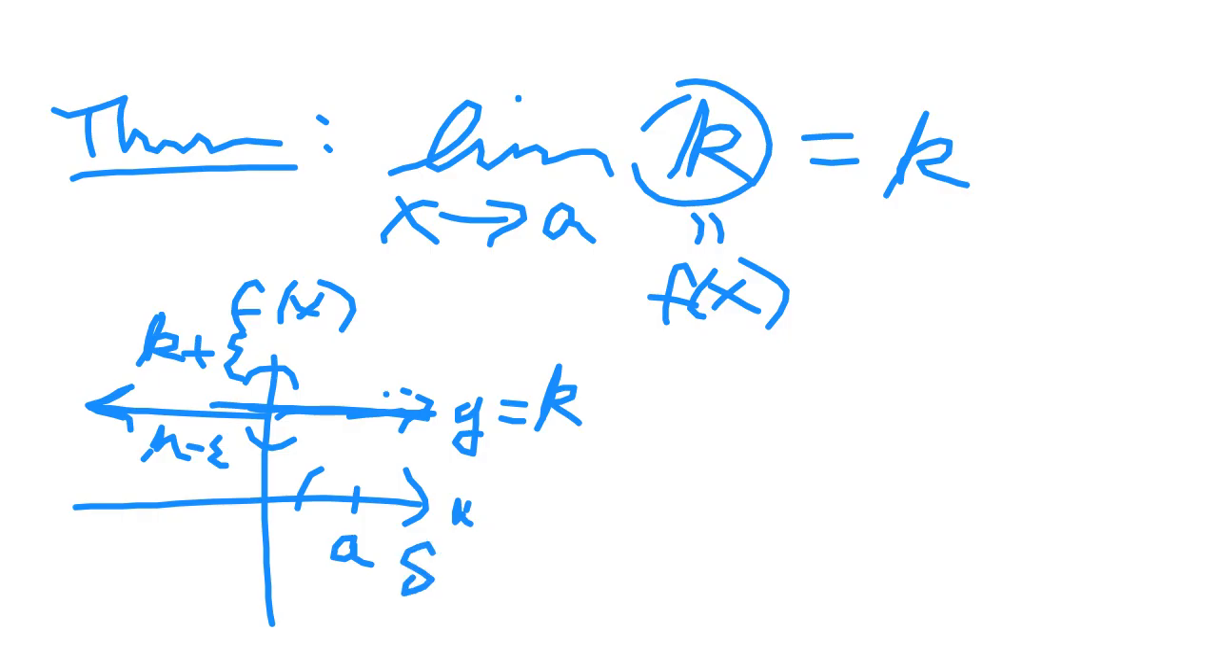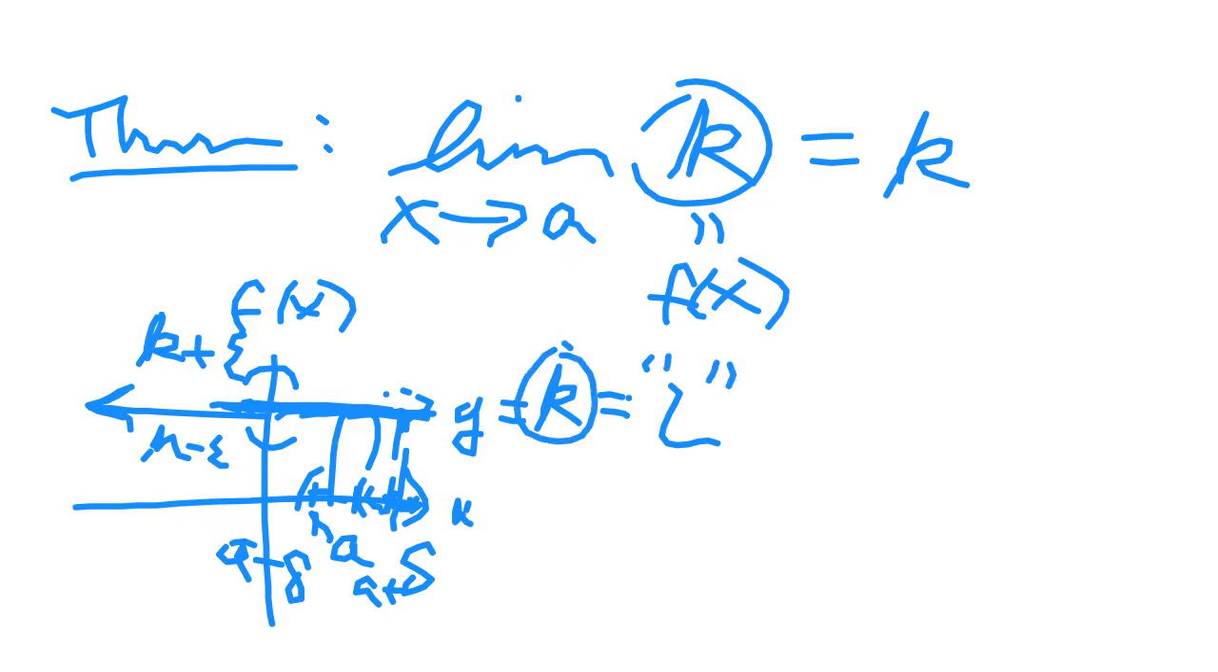I don't care what delta you pick. So for a minus delta to a plus delta, if you take all of these x values in here and map them up, what do they all map to? Yeah, k, which actually is like L, my limit. So the limit of a constant is a constant. That's how you say that. The limit of a constant is a constant. All good? And then we have some other nice theorems as well.